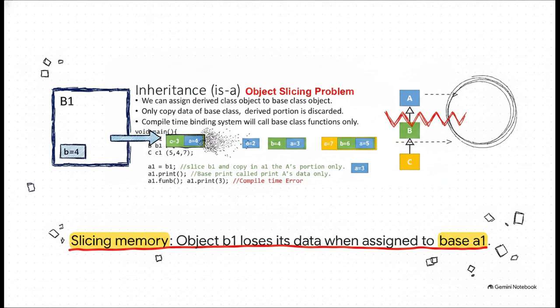Remember, A1 is an object of class A, so it only has physical room for the integer A. But B1 is an object of class B, so it's carrying both A and B. When you try to force B1 into A1, the compiler quite literally slices off the B portion of that memory block. The B equals 4 data gets tossed into a black hole, and A1 is left sitting there with only the A equals 3 part.